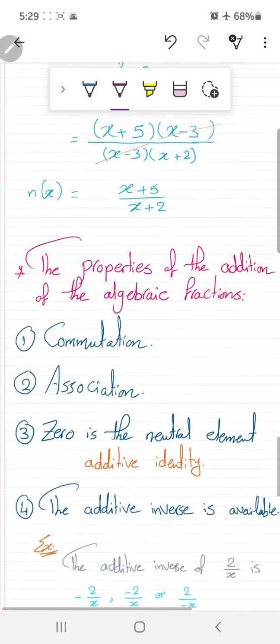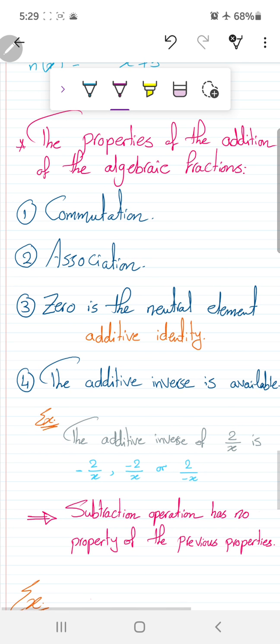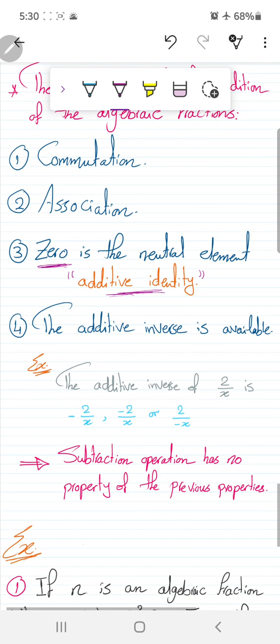We have here the properties of the addition of algebraic fractions. Number one, commutative. Number two, associative, as we studied. And 0 is the neutral element or the additive identity. So the additive identity is 0. And the additive inverse is available.